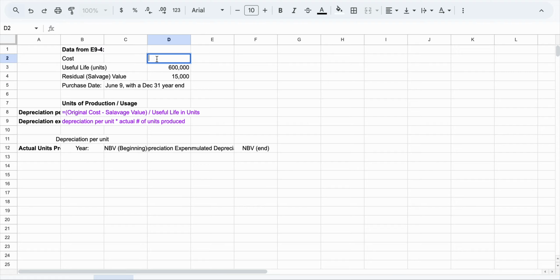And the total cost of this equipment is 345,000. Let me just double check that number to make sure I typed it in. Okay, perfect. And this is the purchase date of the equipment.